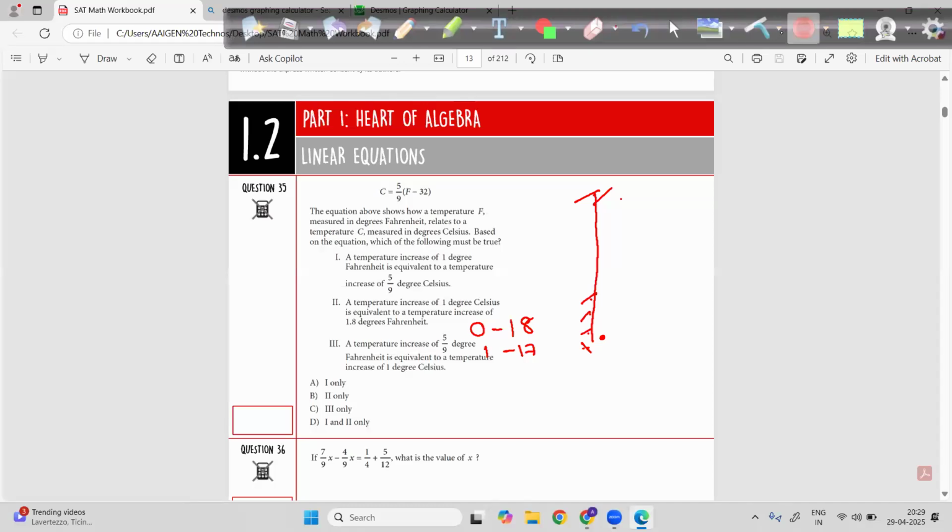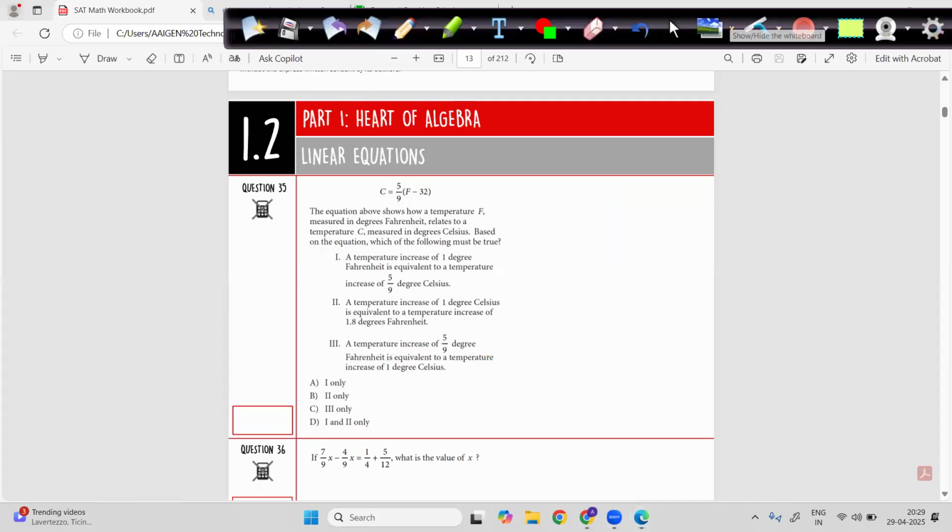So for this question, the best way to solve is you should know the concept of the meaning of the slope. What is the meaning of the slope? Change in y when x changes by 1 unit. When x changes by 1 unit, what is the change in y? 5/9. That is what he says in this question.